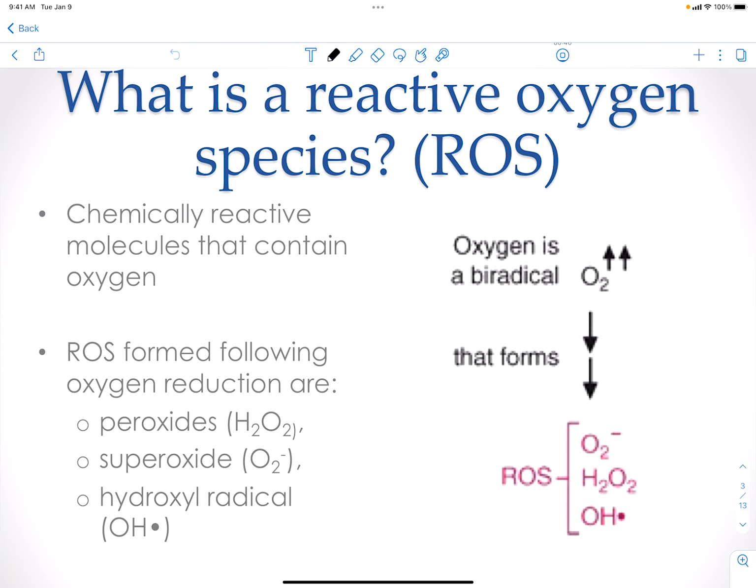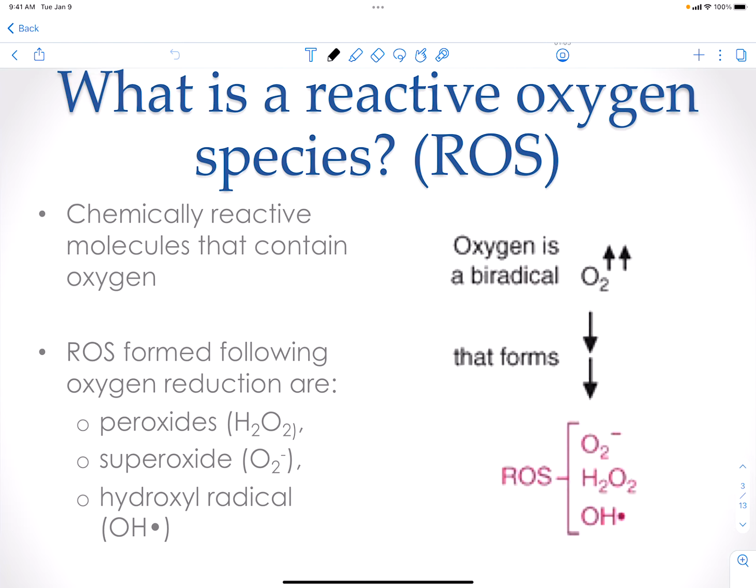So what is reactive oxygen species? These are highly reactive chemicals that are formed from oxygen. They can be peroxides, superoxides, hydroxy radical as described here. There are also radical nitrogen species, which we'll talk about in a future lecture.